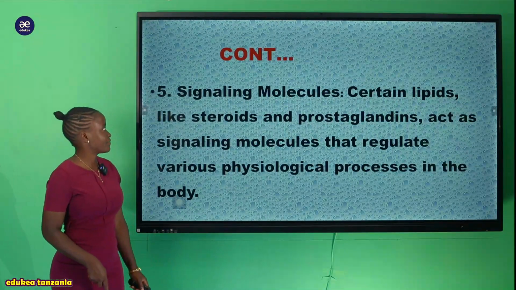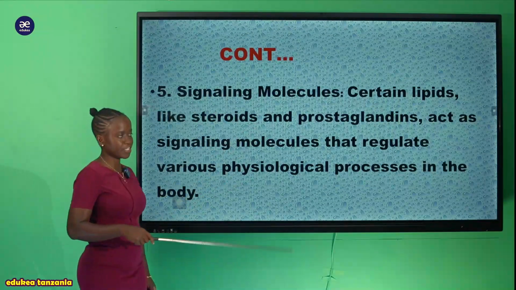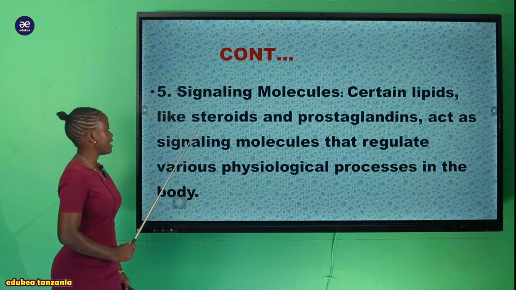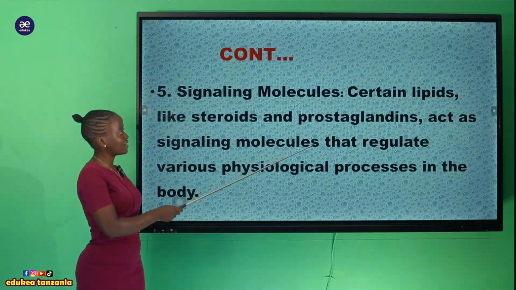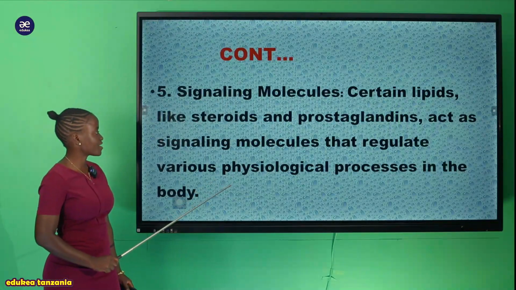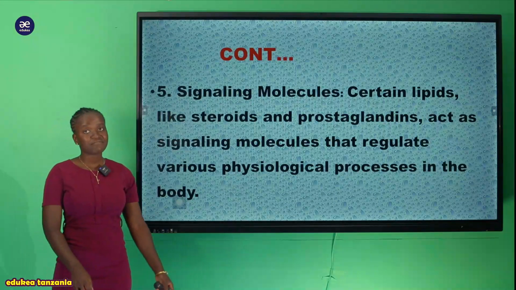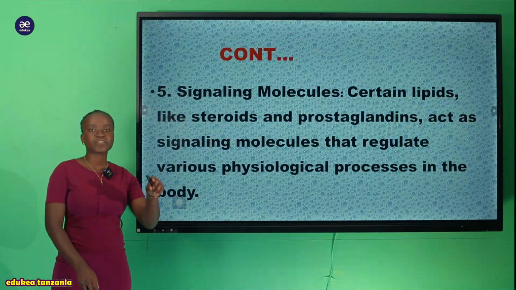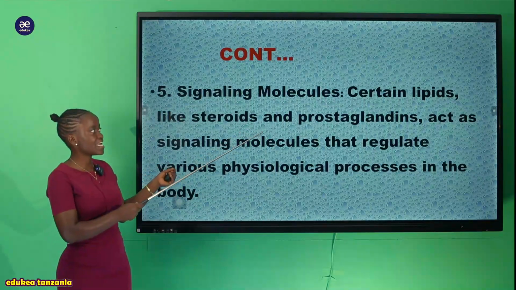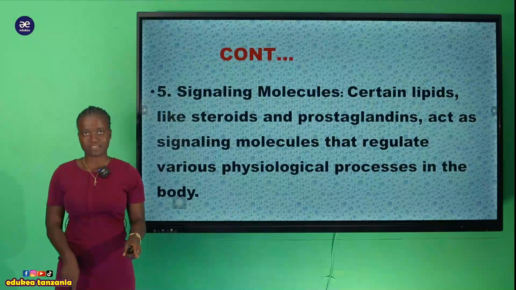But the lipid also has this property, that is, signaling molecule. How? Simply we can say that certain lipids like steroids and prostaglandins act as signaling molecules that regulate various physical processes in the body. So we have other lipids found within the living organism, for instance the steroids and the prostaglandins. They tend to act as signaling molecules.